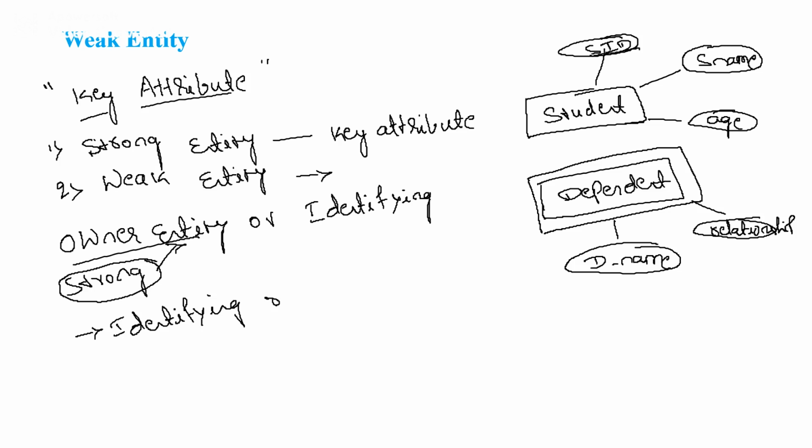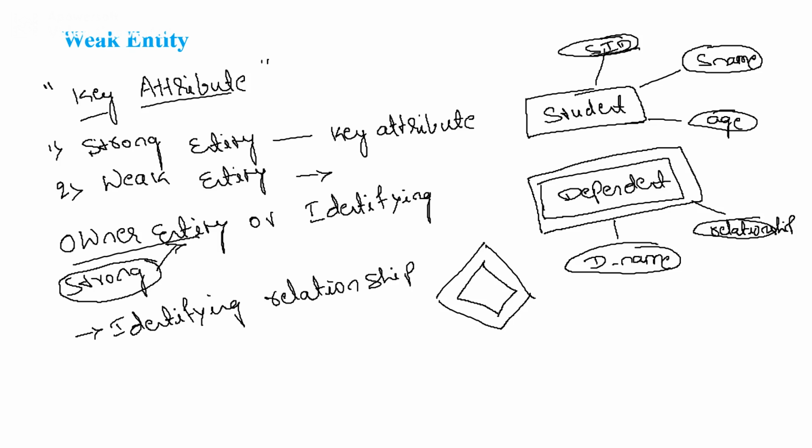This identifying relationship is represented in the entity relationship diagram by a double diamond symbol. So the weak entity type is symbolically represented by a double rectangle box, and the identifying relationship by a double diamond box. This is about the weak entity type.